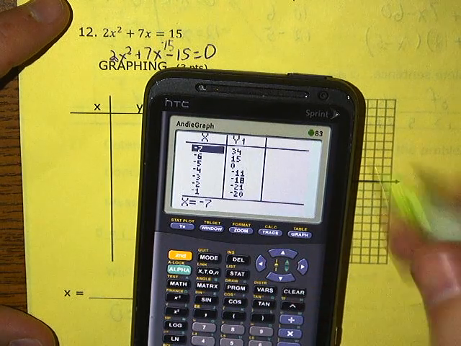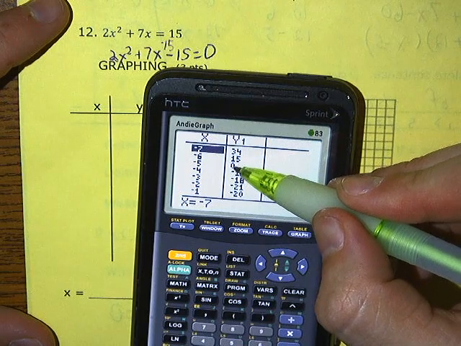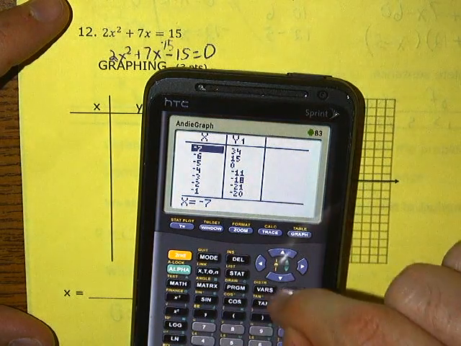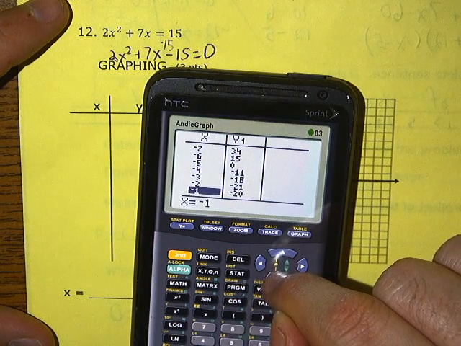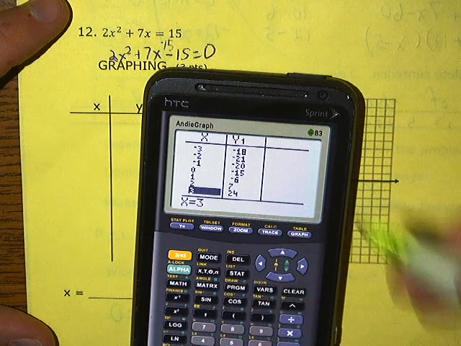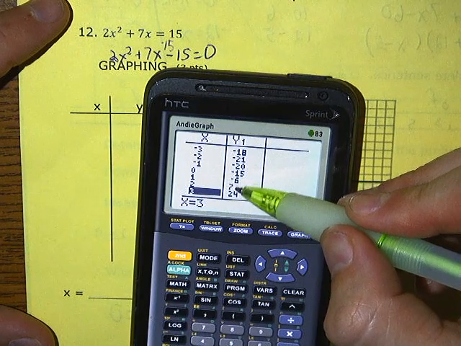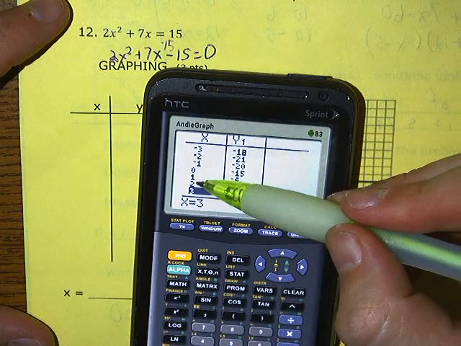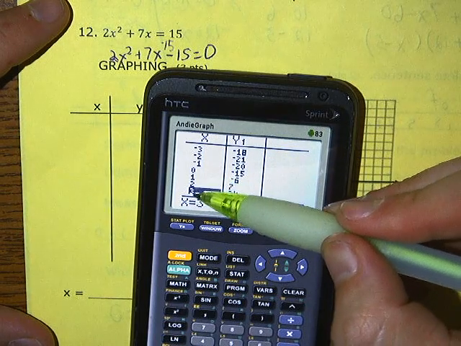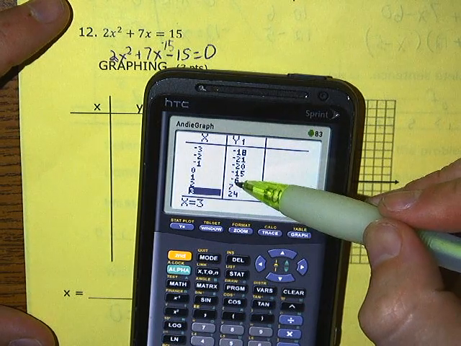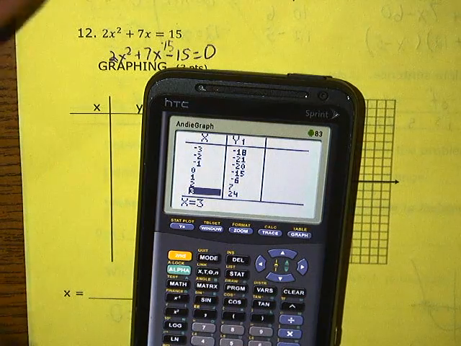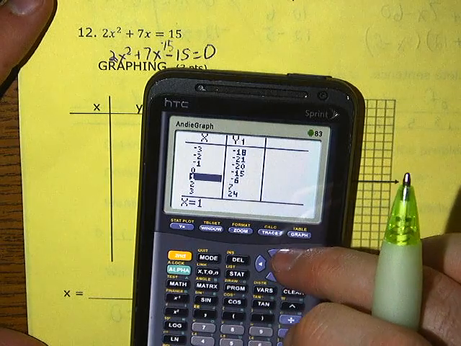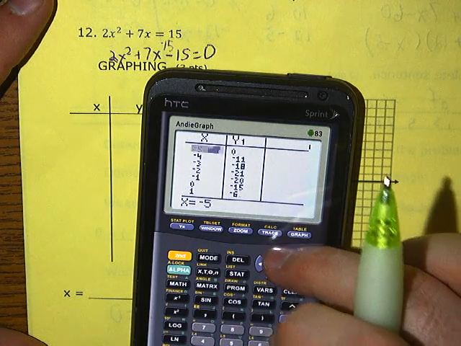But look at this. I do see that it was positive, it becomes negative, so it's got to cross the x-axis right here. I keep going down the table, and I still have negative y values. And all of a sudden, I have positive y values. What that tells me is that it has to cross somewhere between 1 and 2, because it went from negative to positive.